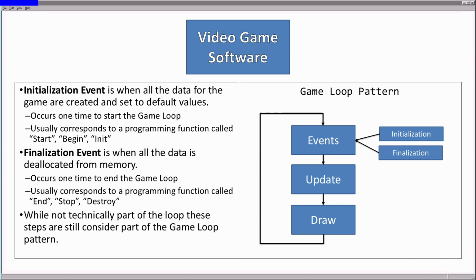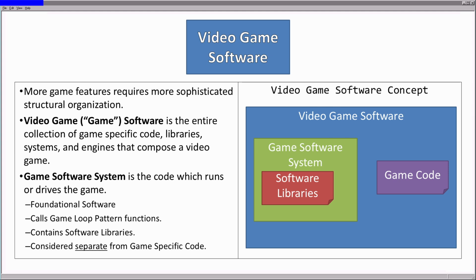In contrast, the finalization event is when the data is deallocated from memory. This also occurs one time to end the game loop. In code, this usually corresponds to programming functions called end, stop, or destroy. As both of these events only occur once, they could be considered to be outside the game loop, but in the end, they are just very special kinds of events. This concept can be used to create most games.